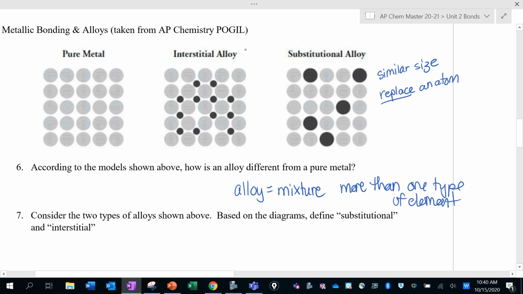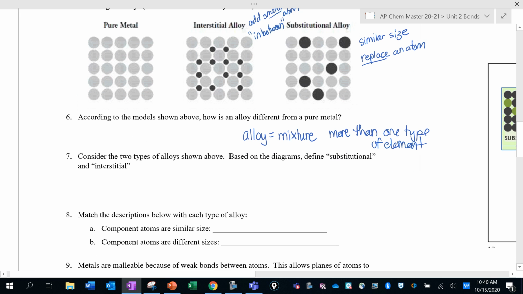An interstitial alloy, you are adding an element that has a smaller radius. So you're adding an atom with a smaller radius, and it's going to kind of go in between the other atoms there. So when you have a similar size, you have a substitutional alloy. When they're different sizes, that's where you have that interstitial alloy.